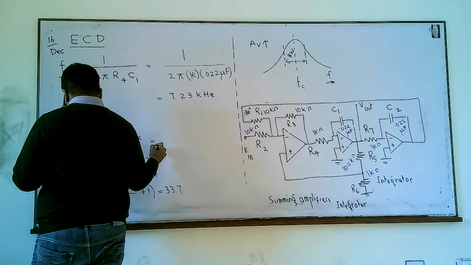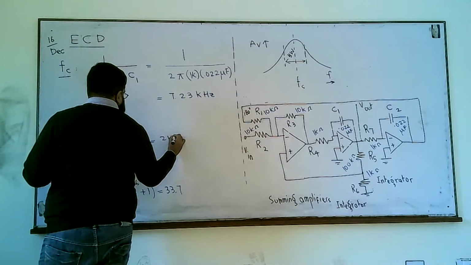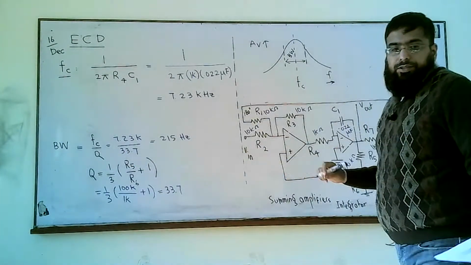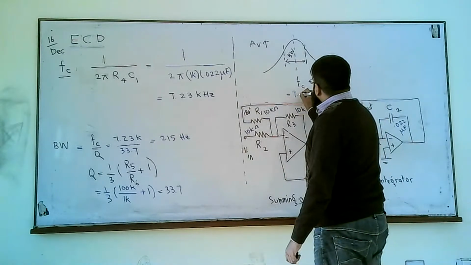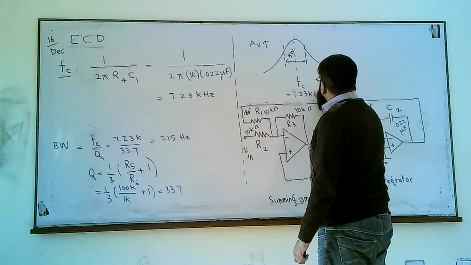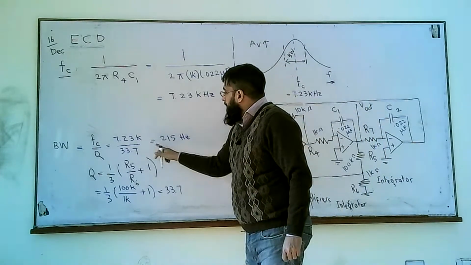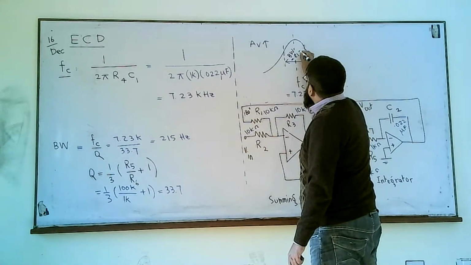It's a very small bandwidth, 215 hertz. This means that the central frequency is at 7.23 kilohertz, and the total band is 215 hertz.